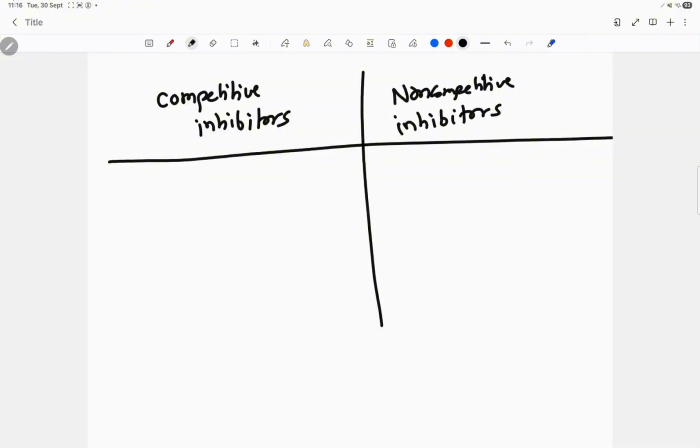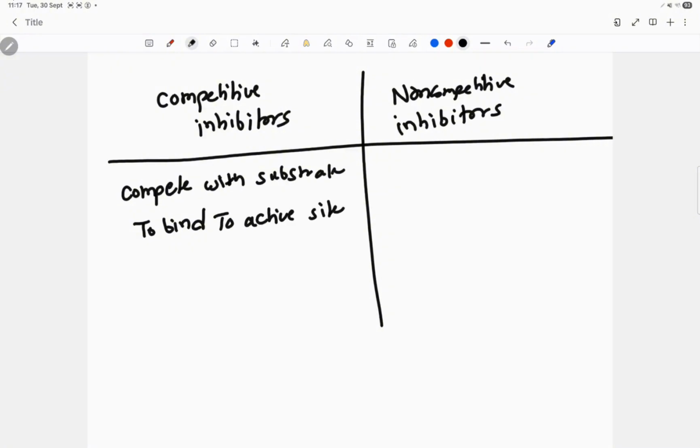If the inhibitor is going to be competitive, it will compete with the substrate to bind to the same place, the active site. If it's not competitive, it does not compete with the substrate, and it binds to another place called the allosteric site.